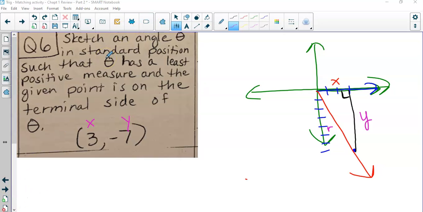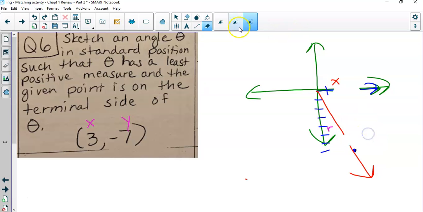So after looking at this question again, sketching an angle in standard position such that theta has least positive measure, it doesn't actually ask us to find any other information. It's just asking you to sketch this angle. So really, we don't even need this part over here. So I can just leave it as the angle itself. So I can get rid of this part. If you have it, that's fine. And what I'm looking for is just this angle here.